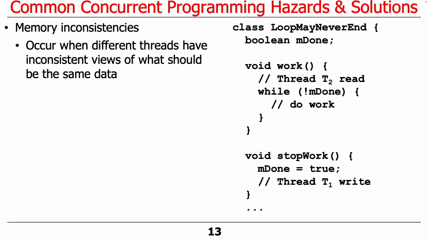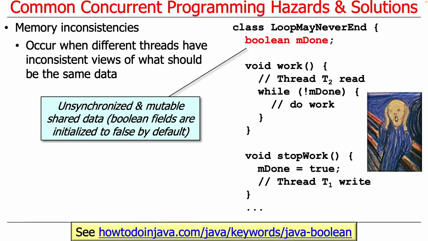So here's an example of a program that will induce problems due to memory inconsistencies. Here we've got this class called LoopMayNeverEnd. That kind of gives you an idea what might be the problem here. You can see it's got a Boolean field called mDone, and it's got two methods, work and stopWork. And this Boolean is unsynchronized, and it's mutable shared data, or shared state. That's because it's going to be read and or written to by these different threads. Boolean fields, by the way, in Java are initialized to false by default, so we don't have to say false. We could, if we want to do a belt and suspenders like programming model, which is not a bad thing, but it starts out being false.